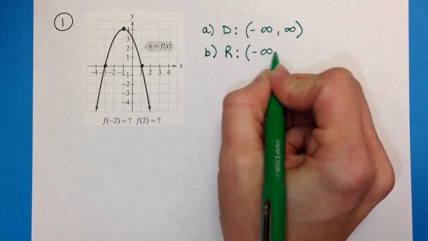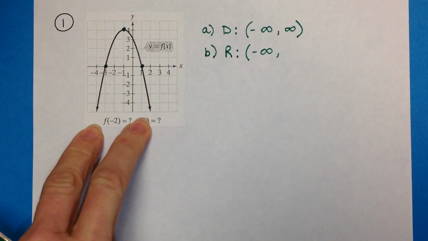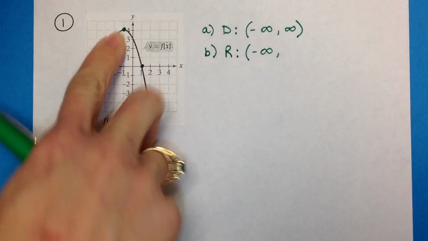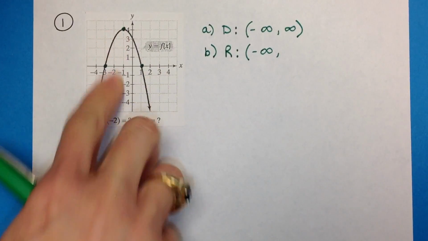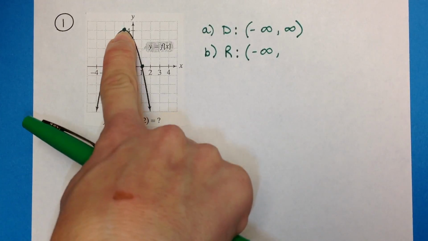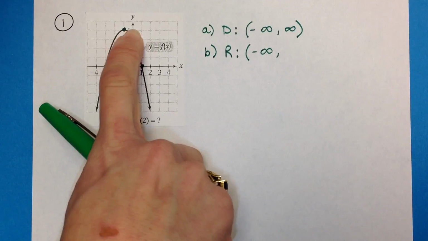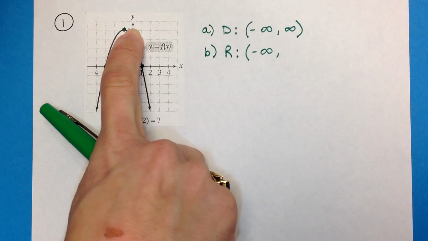So you're going to say that your range starts at negative infinity. Okay, then ask yourself, does it go up forever? Remember I said bottom to top. Now no part of this graph goes up forever, because once you reach this point, that's as high as this graph goes in reference to the y-axis.